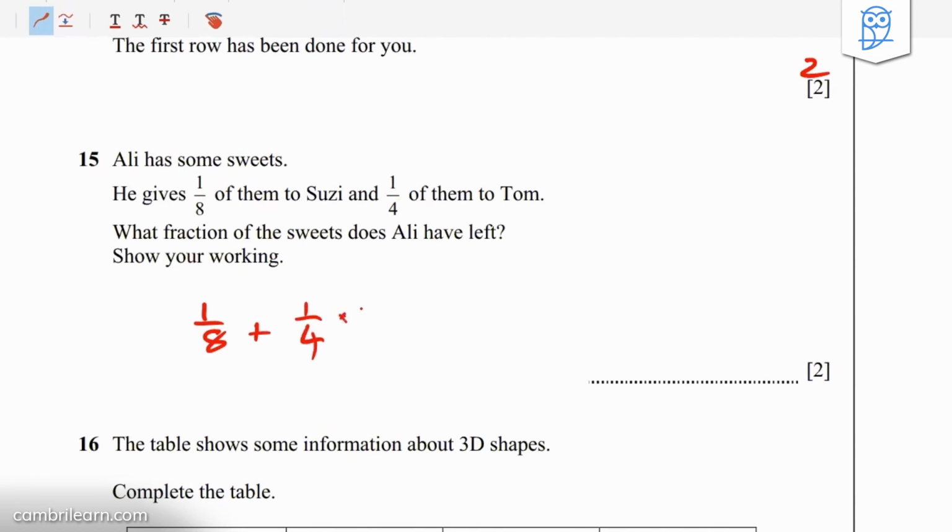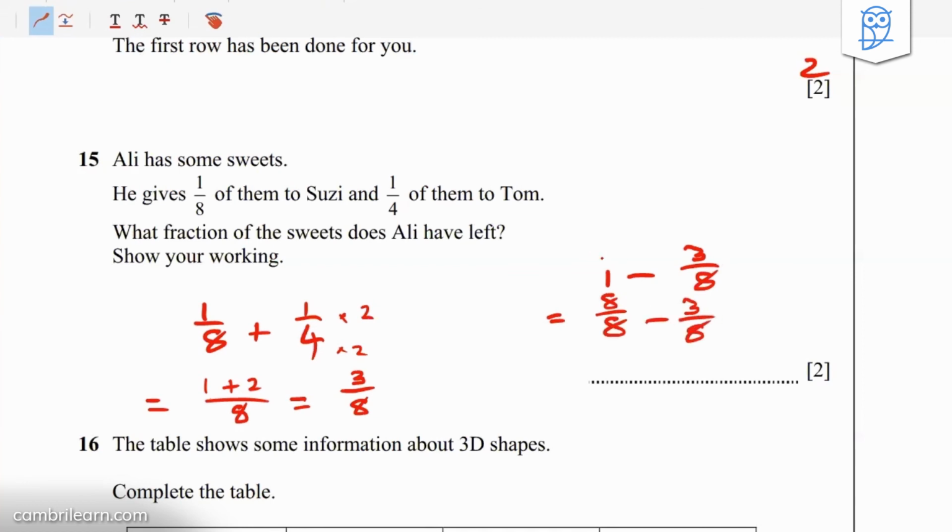So we can multiply by 2 at the top and multiply by 2 at the bottom so that my denominator is the same. So this gives me 1 plus 2 over 8. That means that he gives away 3/8 of his sweets, which makes sense. Now we have to see how much he has left. So we can just say that is equal to 1 minus 3 over 8.